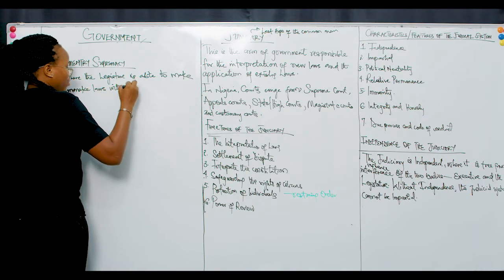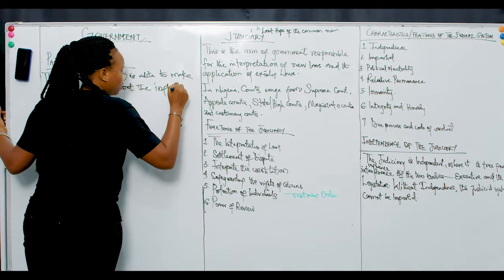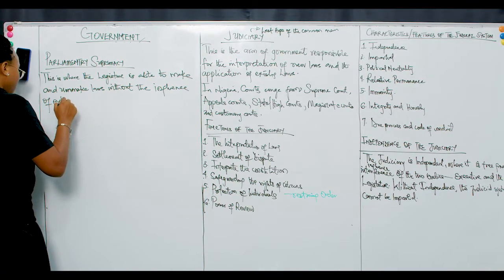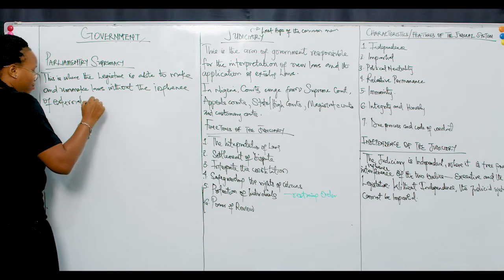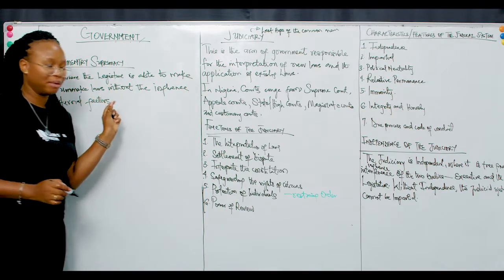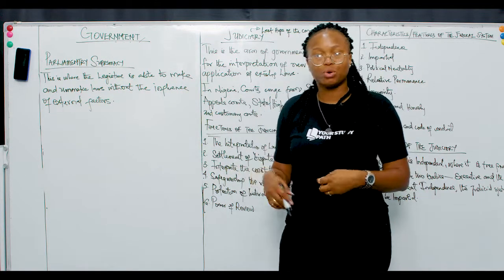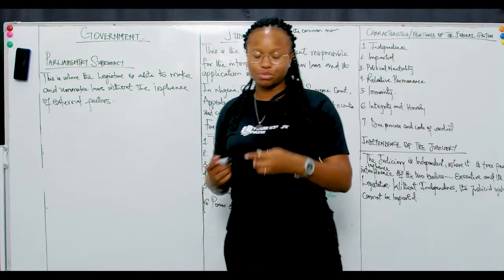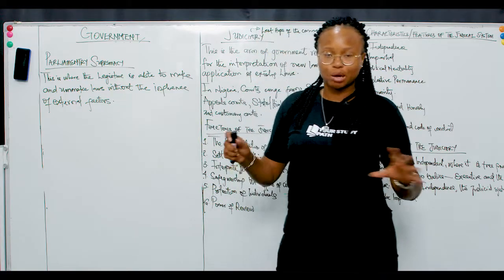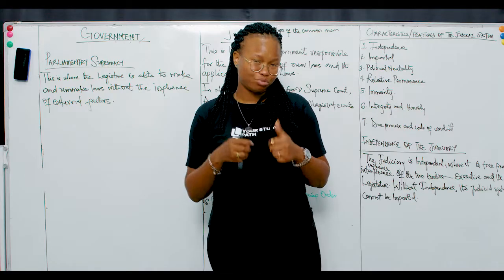without the influence of external factors. Here, remember we said the legislative house in some states is called the parliament, the house responsible for making laws. So we said where they can make and unmake laws without interference from any external party, that's international or national, then the parliament is supreme.